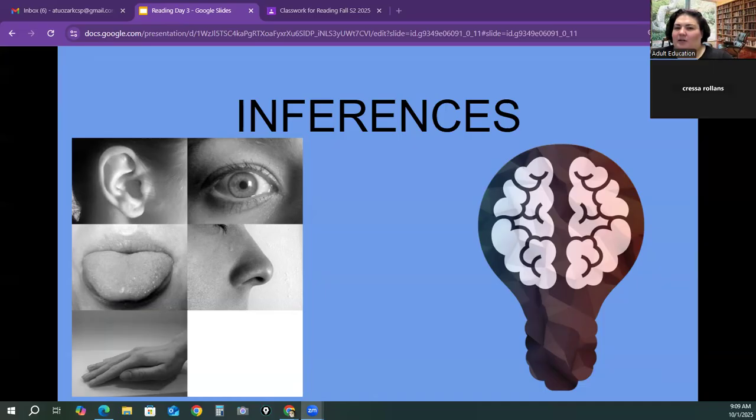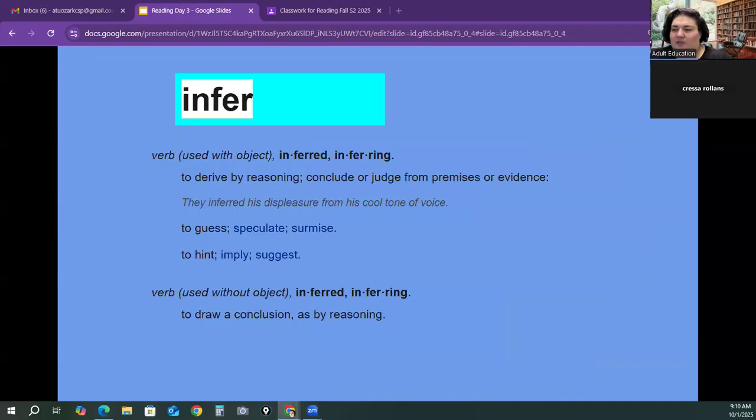Now we're going to talk about inferences. This is when we use previous knowledge and experience and our five senses to find out an answer to a question. So your five senses are hearing, seeing, tasting, smelling, touching. You can put those together with a story and you have previous knowledge of, and you can draw a conclusion. So infer just means to derive by reasoning, to conclude or judge from premise or evidence.